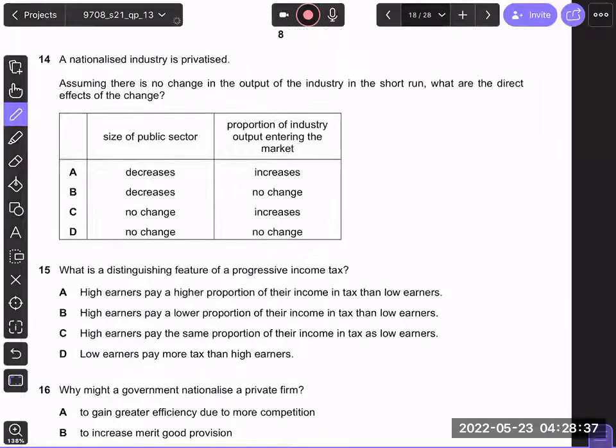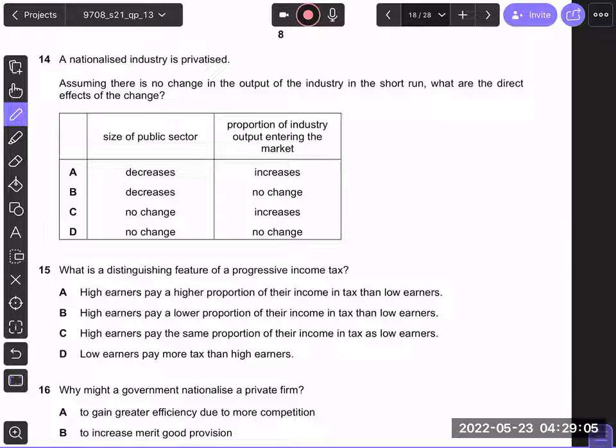A nationalized industry is privatized. Assuming there is no change in the output of the industry in the short run, what are the direct effects of the change? A nationalized industry has been privatized, meaning you have sold a government state-owned enterprise. Assuming there is no change in the output of the industry in the short run, what will be the change?